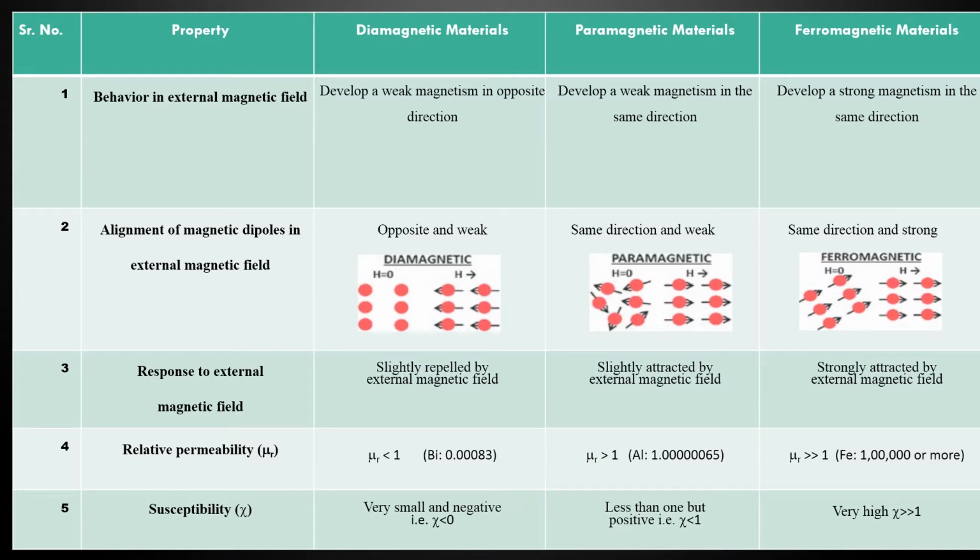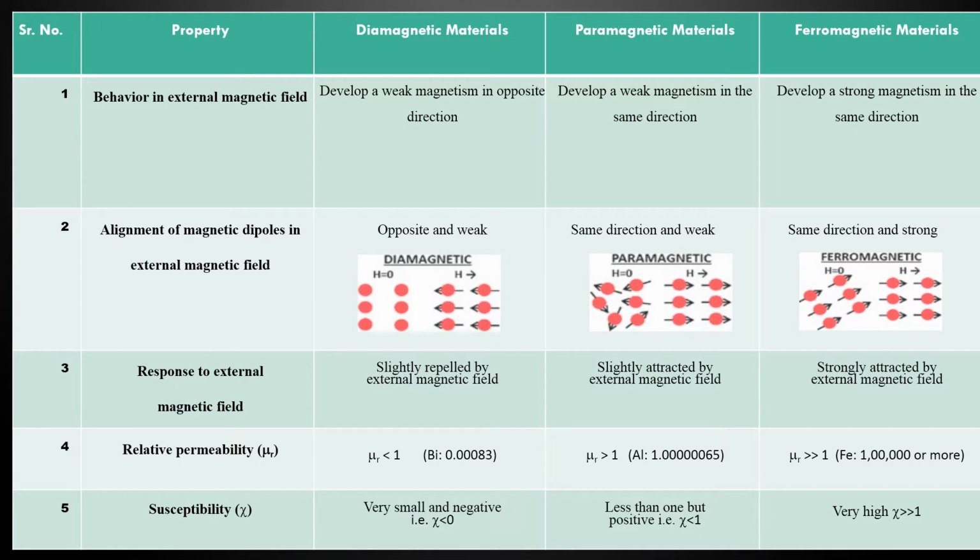Then the third point, response to the external magnetic field. When we apply an external magnetic field, diamagnetic material is slightly repelled by it. That means it repels, and that repulsion is slight, not considerable. Then in paramagnetic material, when we apply an external magnetic field, it is slightly attracted towards the external magnetic field. In the third case, ferromagnetic materials are strongly attracted by the external magnetic field.